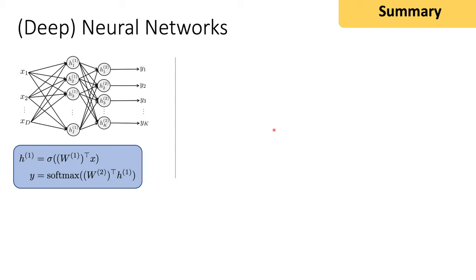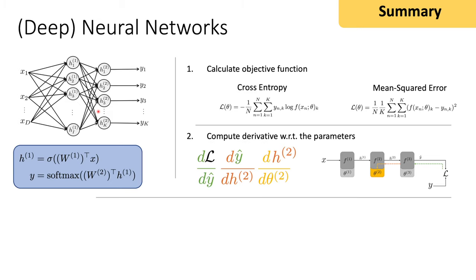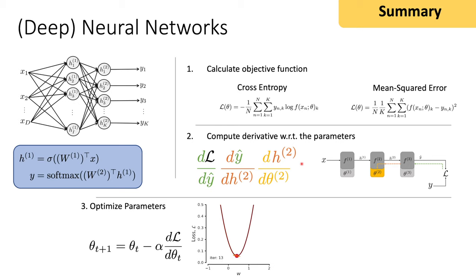So, to summarize everything, we've seen that deep neural networks are just a composition of simple functions, individual neurons stacked together to form layers, and then layers on top of layers. This is all built on simple units that work very efficiently together. Then we can first calculate the objective function, which scales to more outputs with cross entropy or mean squared error. We compute derivatives with respect to the parameters by decomposing the network function into individual layers and computing the derivatives for individual layers and then for the parameters themselves. Finally, we use these derivatives to optimize the parameters, just as we did before for linear regression or logistic regression. And finally, we can prevent overfitting with regularization, early stopping, data augmentation, or other methods.